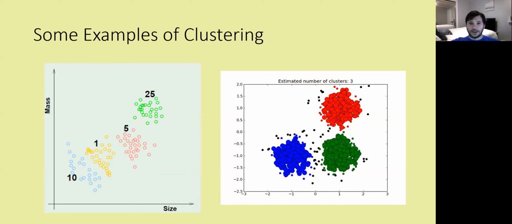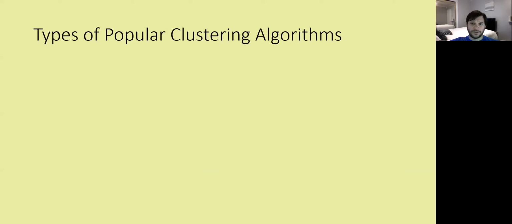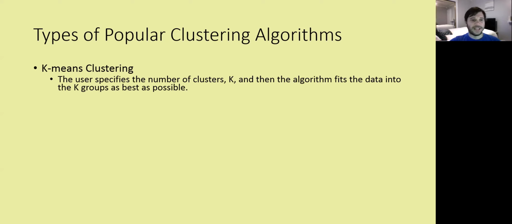There are many types of clustering algorithms. We're going to just talk about a few here. So one of the most basic and still commonly, widely used is something called k-means clustering. With k-means clustering, the way it works, and we're going to take a look at a few iterations of the algorithm in a moment, the user specifies the number of clusters, k, and then the algorithm fits the data into the best groups as possible, given the number of clusters specified by the user.